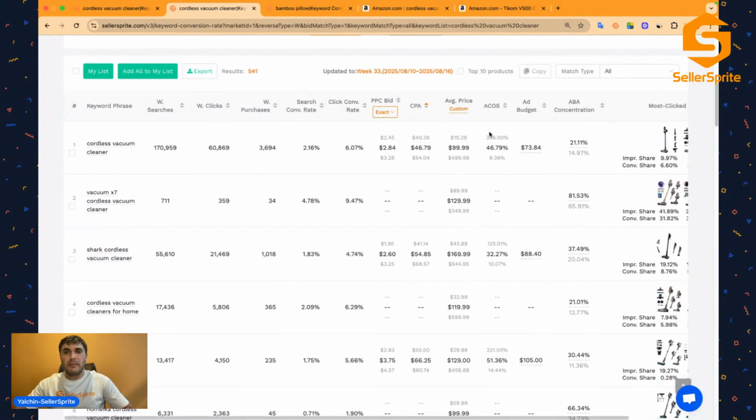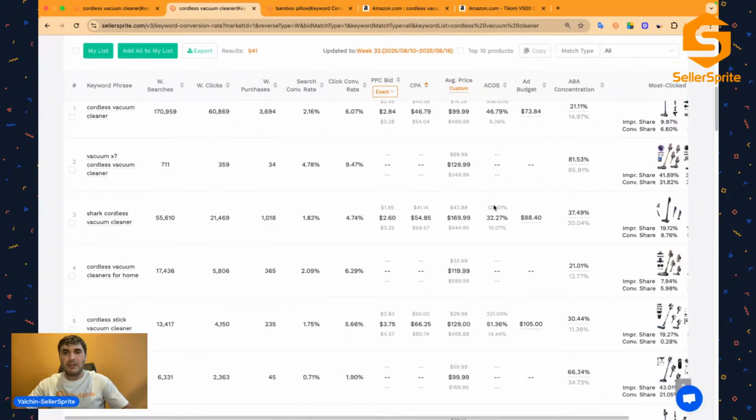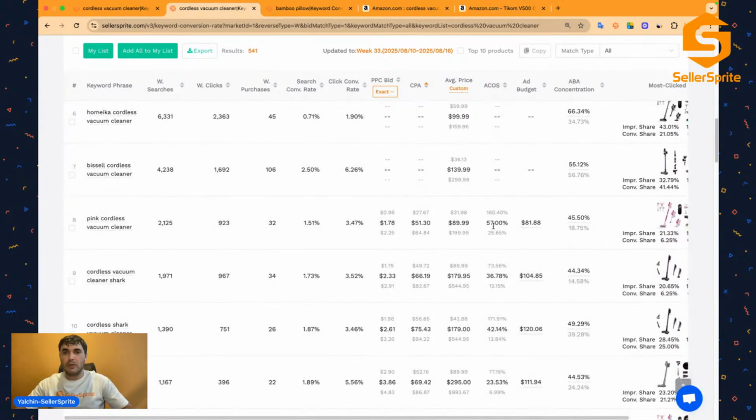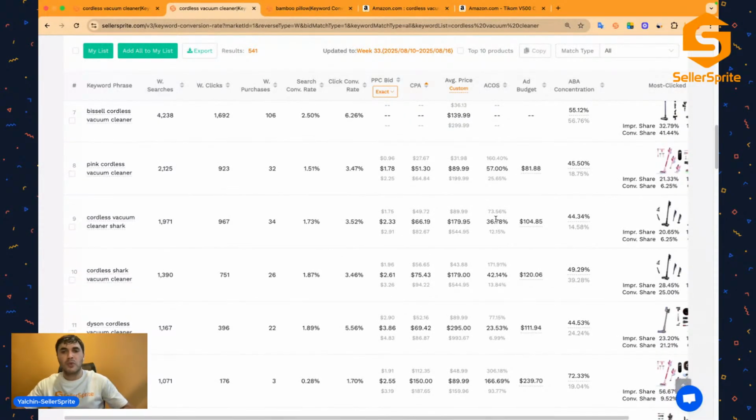Now we are gonna see the same for ACOS, advertising cost of sales. CPA divided by product price. You can see this is the threshold ACOS. What's the minimum ACOS range? You need to have like 36%. At least your ACOS should be 36% for this keyword, cordless vacuum cleaner shark, for you to be profitable from the PPC sales.